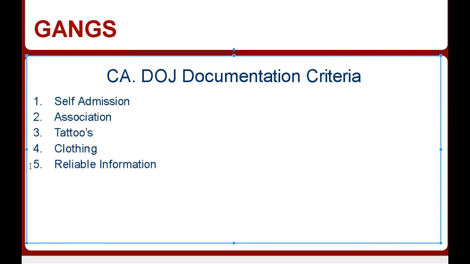And then lastly, you've got reliable information. Well, what is that? Well, a police officer from possibly another agency has contacted the individual, and you had a self-admission maybe, or some other activity that was associated with the gang. So they can definitely testify to the person's membership. Let's say a police officer was working undercover, then that's also reliable.